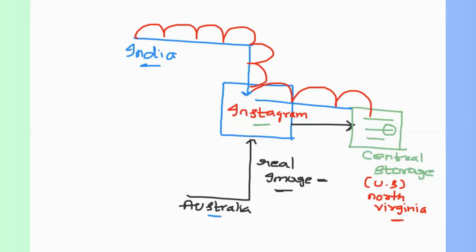Now, once the image is accessed, for the image to reach this person in India, it has to again go through multiple hops, reach the Instagram server, and from there go through multiple hops again to reach this person in India. Now, what are hops here? What am I talking about? I'm basically talking about multiple routers.